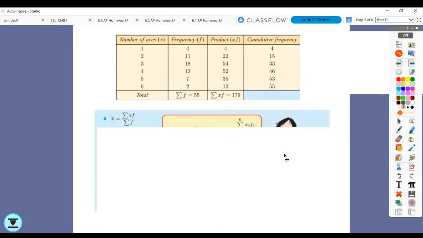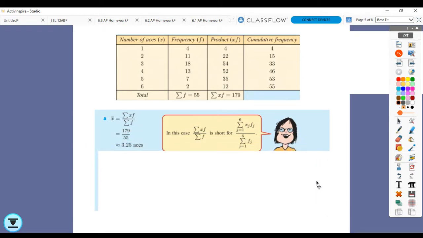All right, so let's start with the mean. Remember, the mean we write using x bar, and that's going to be the product total divided by the frequency total. So we just divide that, and that's approximately 3.25.